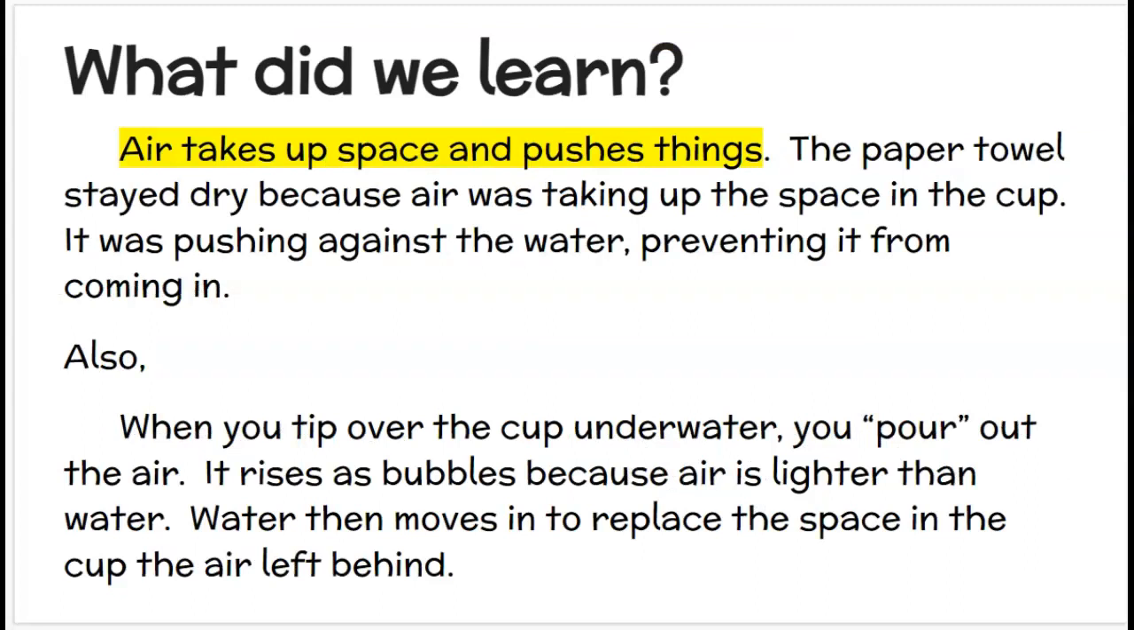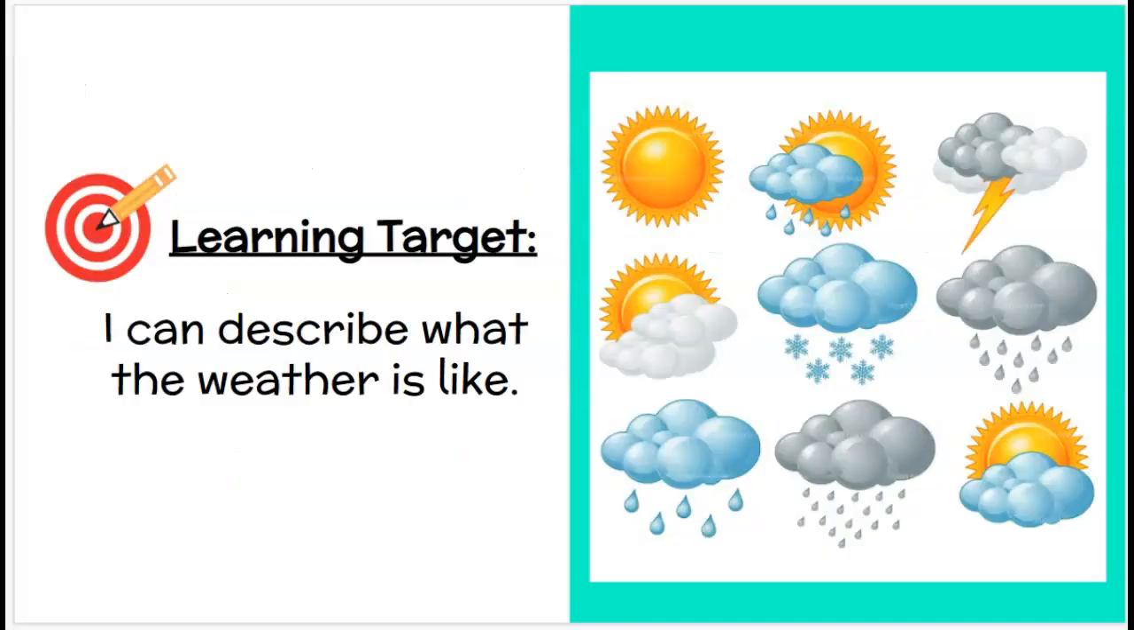What did we learn? Air takes up space and pushes things. The paper towel stayed dry because air was taking up the space in the cup. It was pushing against the water, preventing it from coming in. Also, when you tip over the cup underwater, you pour out the air. It rises as bubbles because air is lighter than water. Water then moves in to replace the space in the cup that the air left behind.